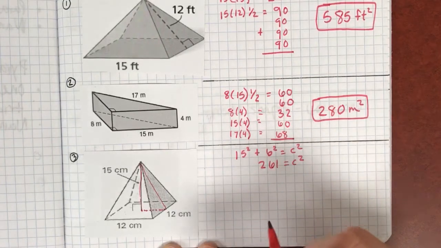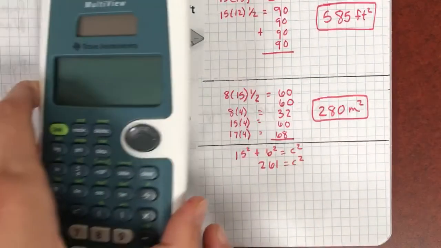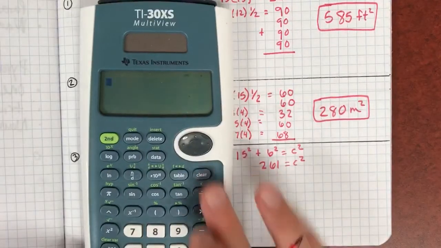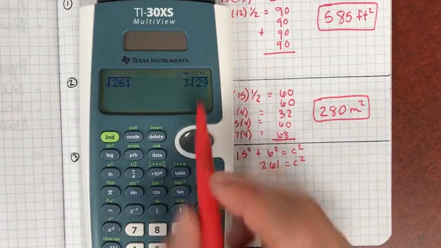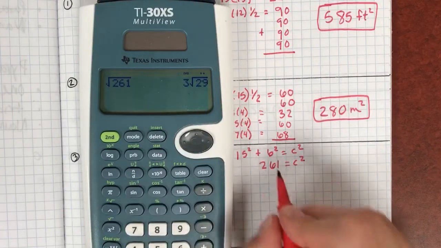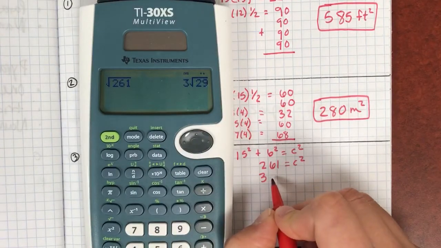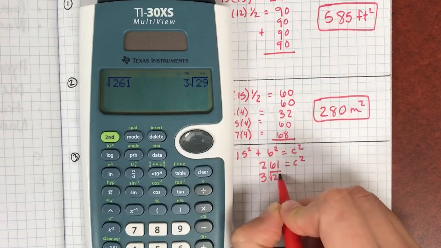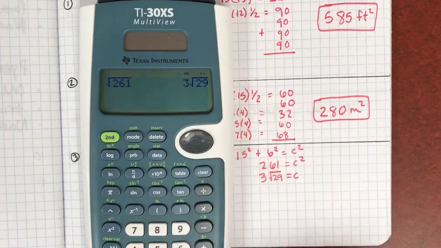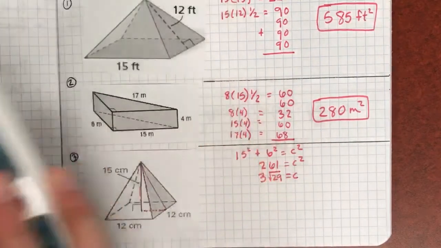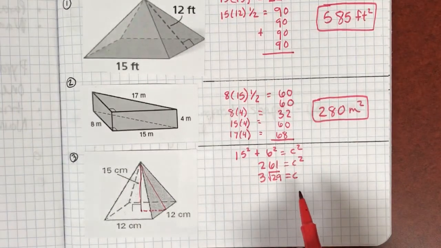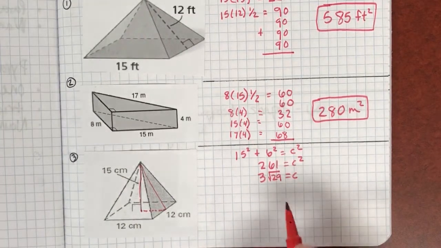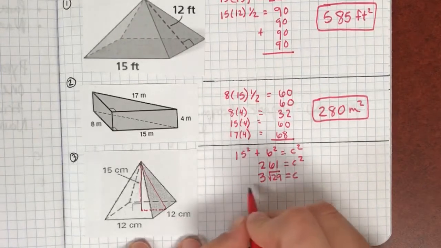If we simplify that, and if you have a calculator like this, these are really handy for stuff like this, because if I take the square root of 261, it will simplify it for me. And this is our exact answer. We don't want a decimal right now because we want our exact answer. It's a little messy, but we can hang with that.